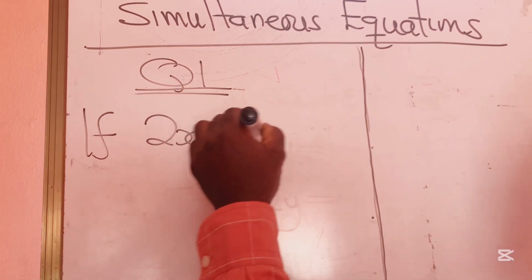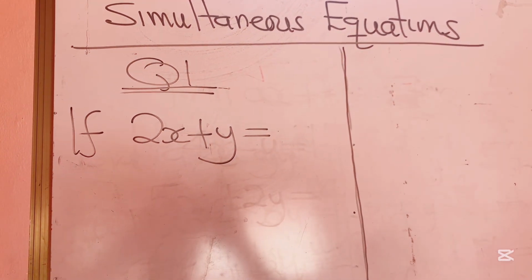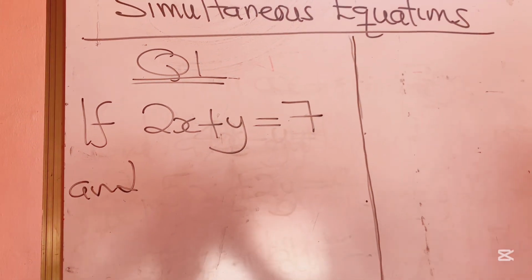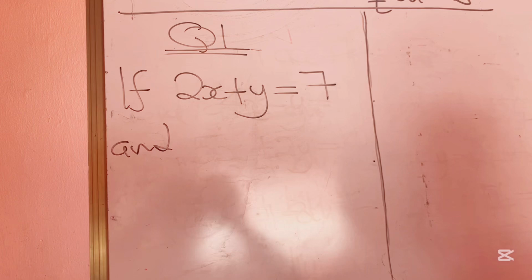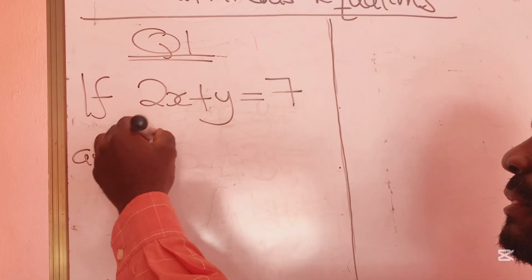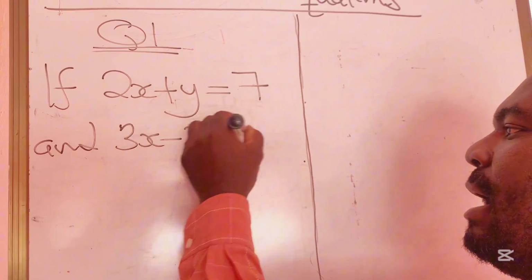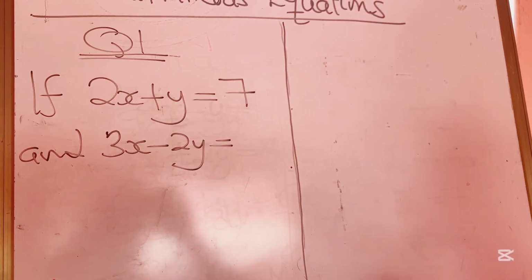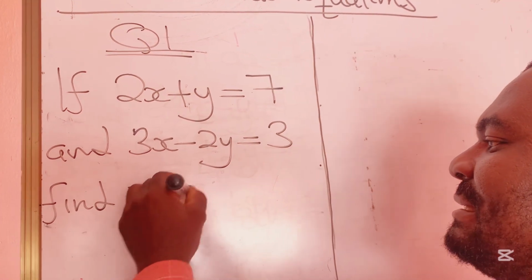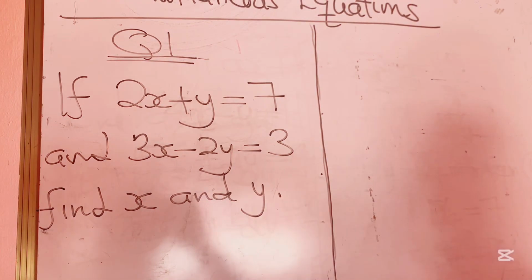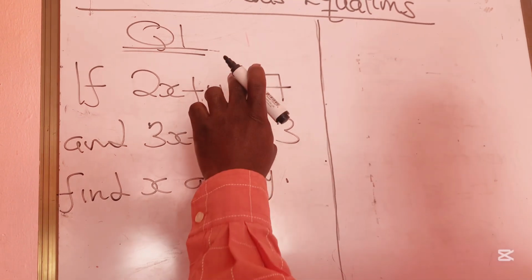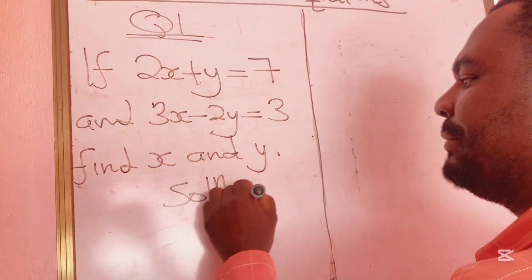If 2x plus y equals 7 and 3x minus 2y equals 3, find x and y. We are asked to find x and y. So we write the solution down.